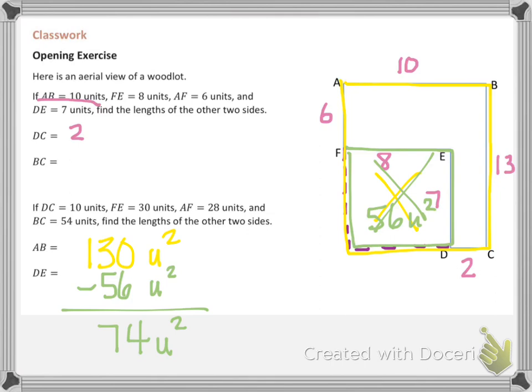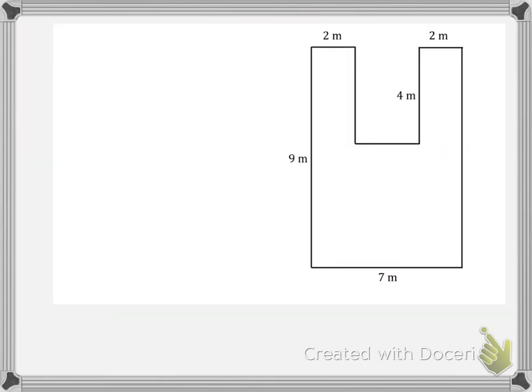Okay? All right, let's go to the next example. I've got another composite figure. I'm going to do both. I'm going to show you a decomposition and a composition. So let's start with decomposing by cutting the two pieces off at the top, those rectangles. And then immediately I see that I've got a 4 by 2 rectangle right here.